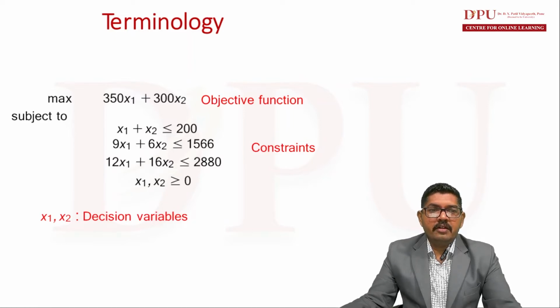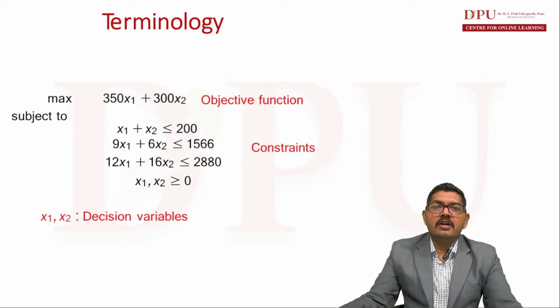Subject to constraints. The inequalities mentioned after the objective function are called constraints. Why are they constraints? Because the sum of x1 and x2 cannot exceed 200. So there is a limitation on the value of x1 and x2 together. The addition of x1 and x2 cannot exceed 200. So this is a limiting factor, and therefore it is called a constraint.